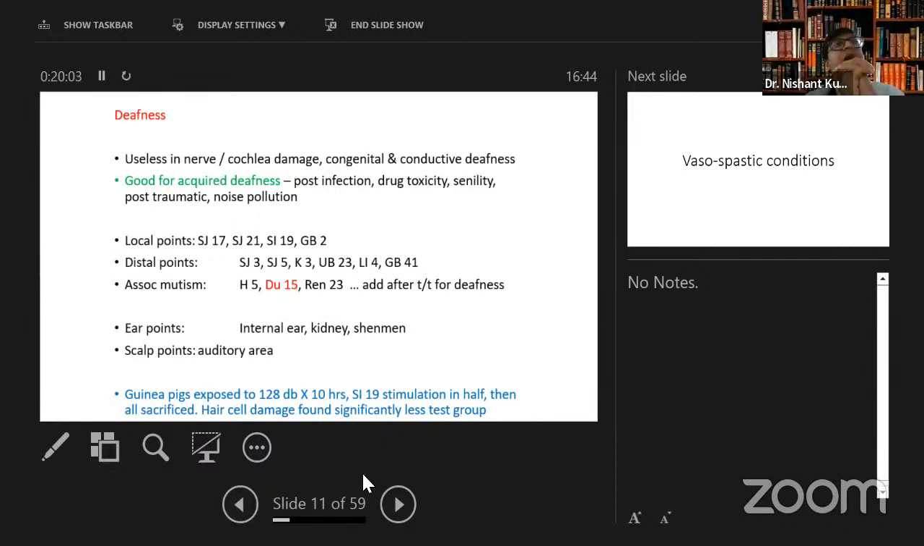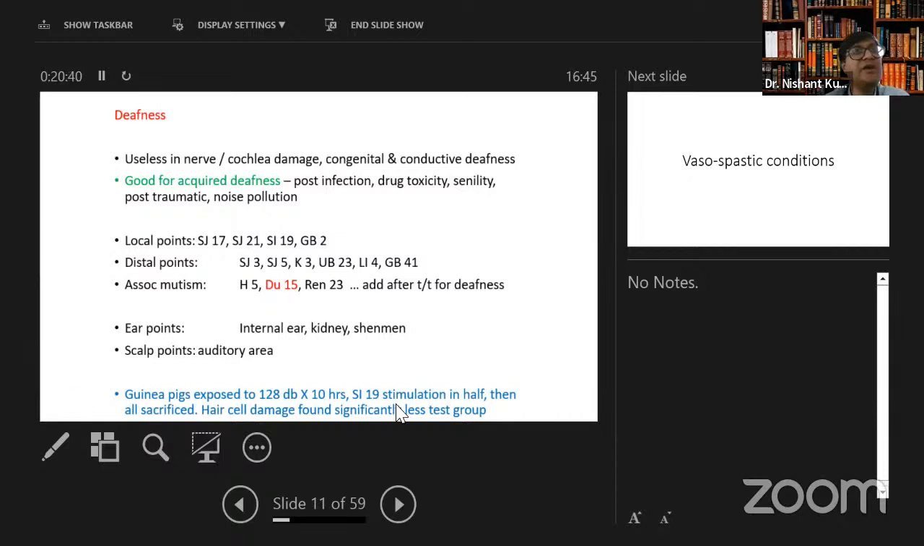So you can choose, and depending on the response, you can take 2 or 3 points one day and another set of 2-3 points the other day. So that is how you can individualize the therapy and see which is giving the better benefit to the patient, and then continue on those points. Okay. So the ear points are internal ear, kidney, and Shenman. Scalp points, obviously the auditory area. Okay.